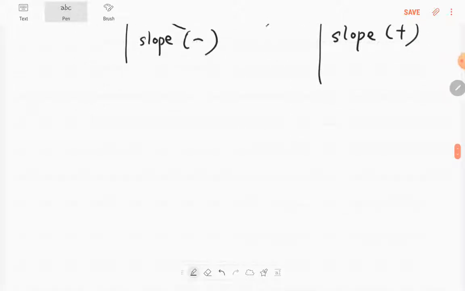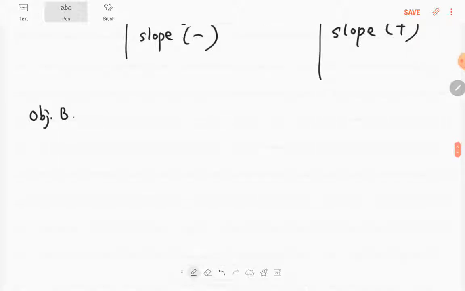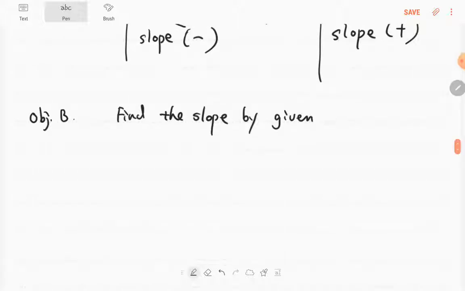So now let's check the second objective. This time, we still want to find the slope. We still need to find the slope. But this time, we do not have 2 points. We have an equation.